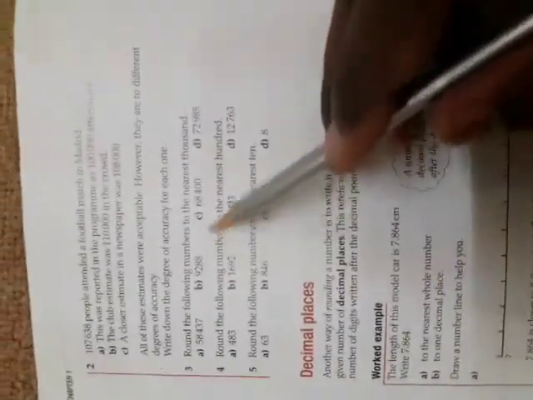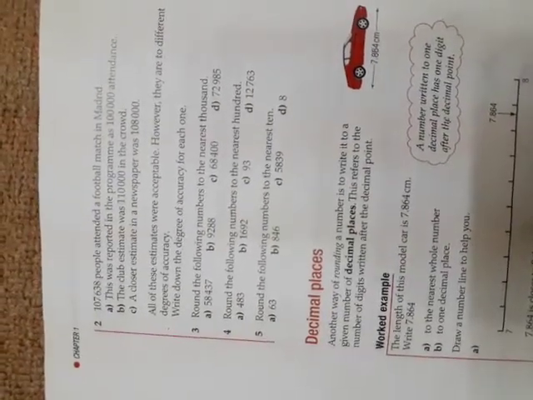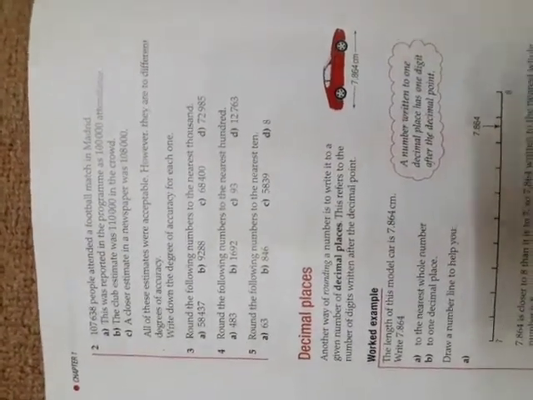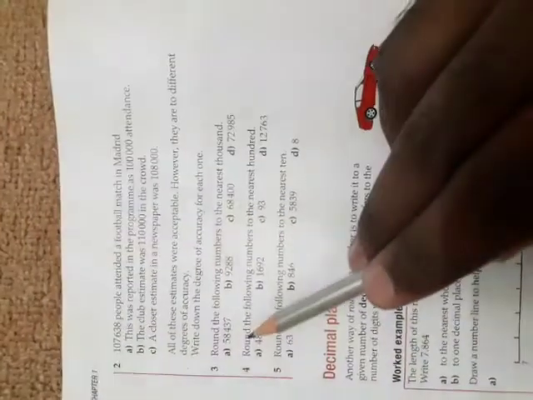Okay. Now coming to the next question, question number 3. What is question number 3? Round the following numbers to the nearest thousand. Try to do it by yourself. Now I am explaining you question number 4.